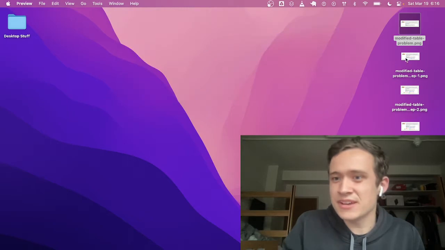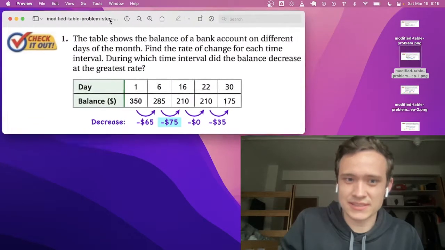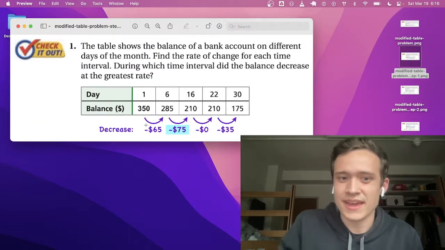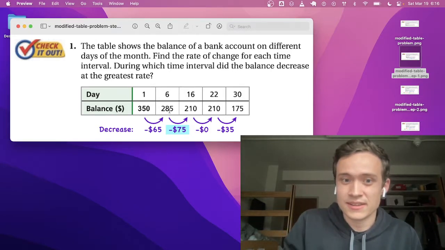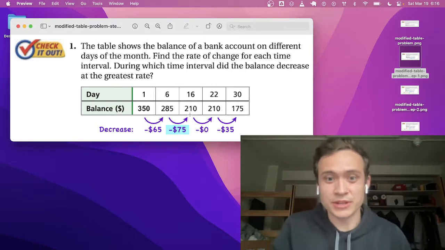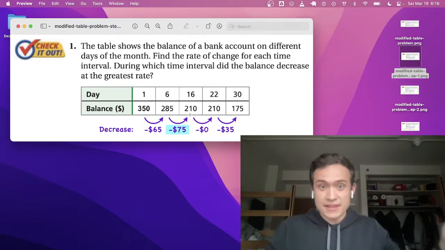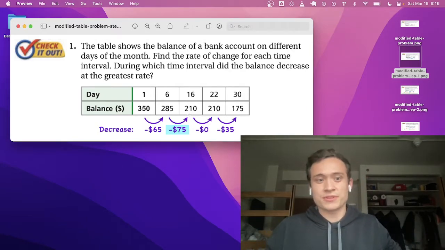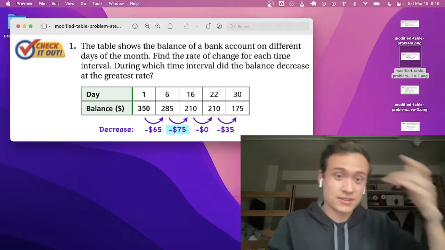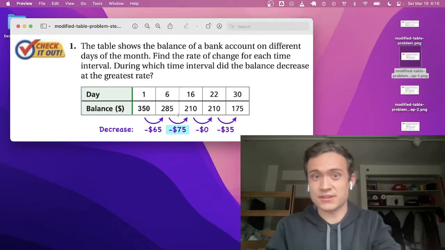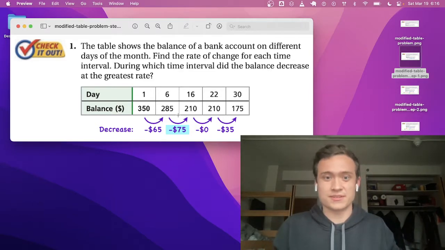So my temptation as a student would be to look at this decrease over time and say, look, from the second jump right here, this is where we lose the most money. We go down by $75. And as a student who's just learning this for the first time, that's a totally reasonable solution. You look at it and you go, that seems like where it's decreasing the fastest. That seems like the answer to the problem.